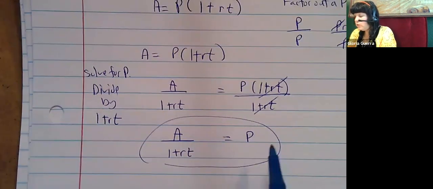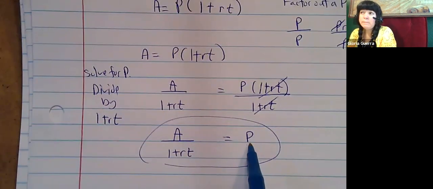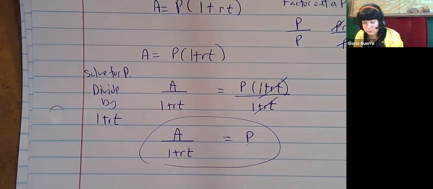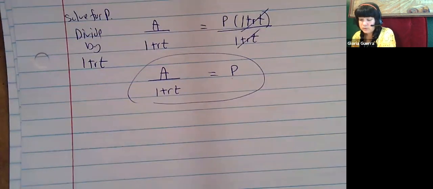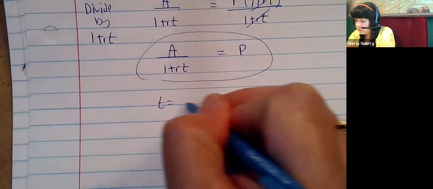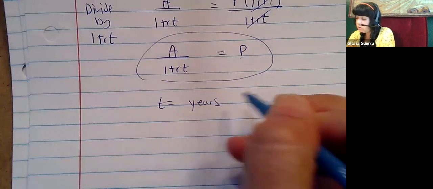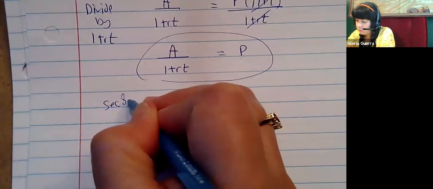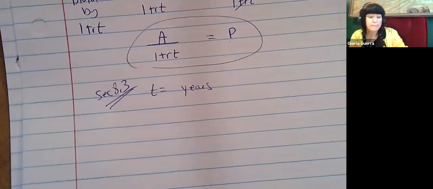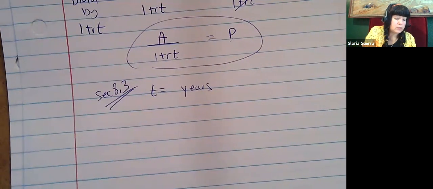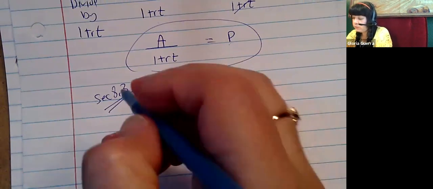And this is principal. How much are you borrowing? How much are you investing? That's what you're trying to find, your P. The other thing I wanted to mention is time. For this problem they told us T was years. We had 2 years. This is from section 8.3 in your book, which was the simple interest content.